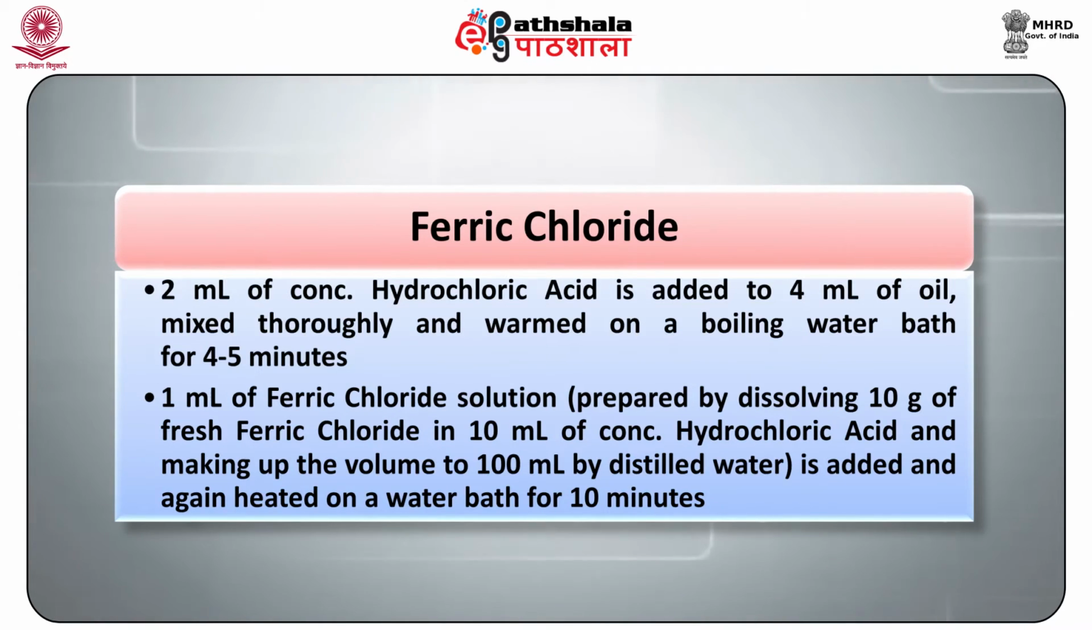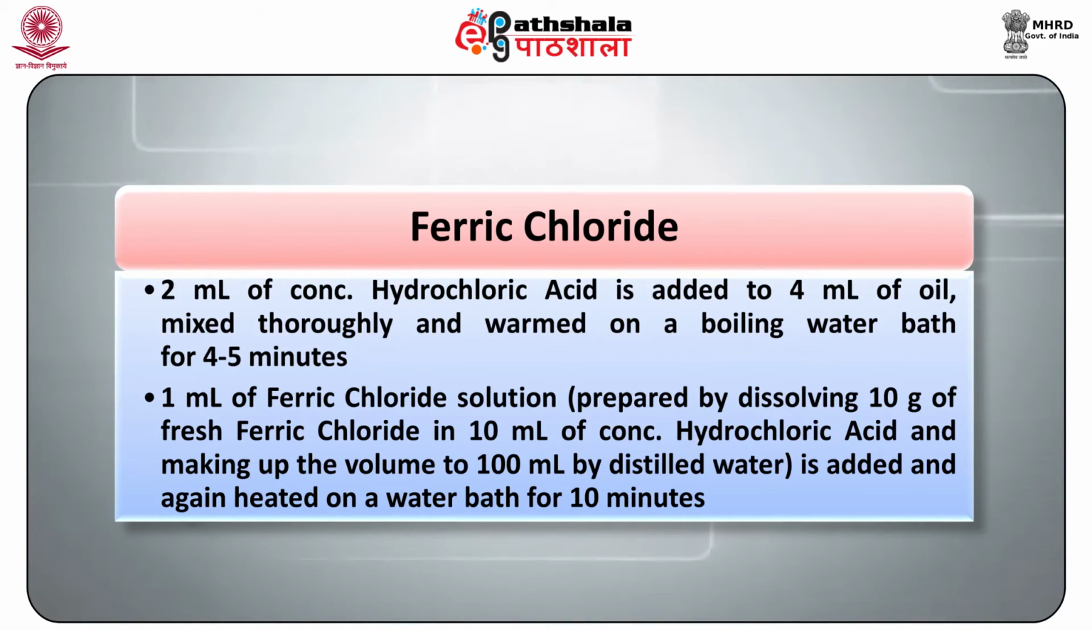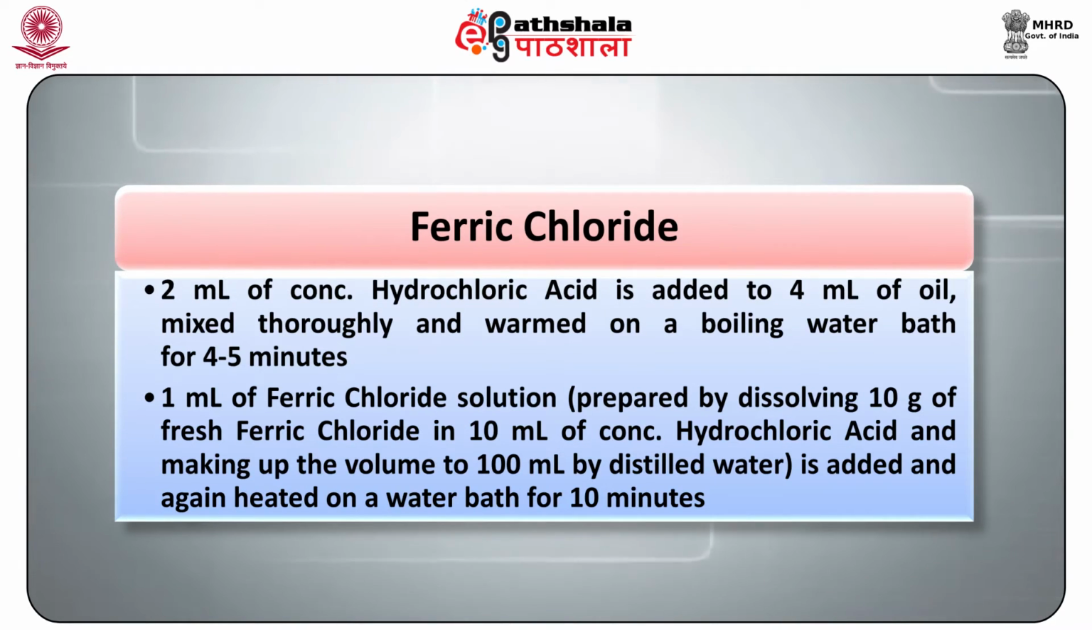2 ml of concentrated hydrochloric acid is added to 4 ml of the oil, mixed thoroughly and warmed on a boiling water bath for 4 to 5 minutes. 1 ml of ferric chloride solution, prepared by dissolving 10 grams of fresh ferric chloride in 10 milliliters of concentrated hydrochloric acid and making up the volume to 100 ml with distilled water, is added and again heated on a water bath for 10 minutes. A precipitate of reddish brown color appears. The precipitate is acicular or needle shaped when observed under the microscope.